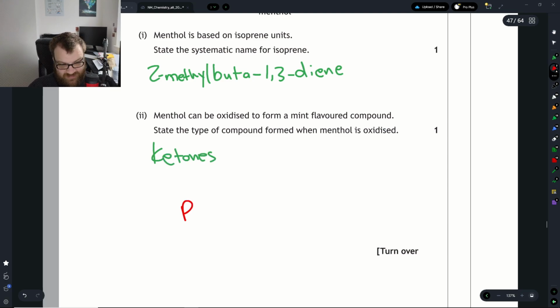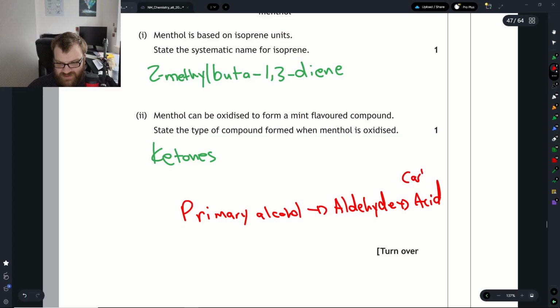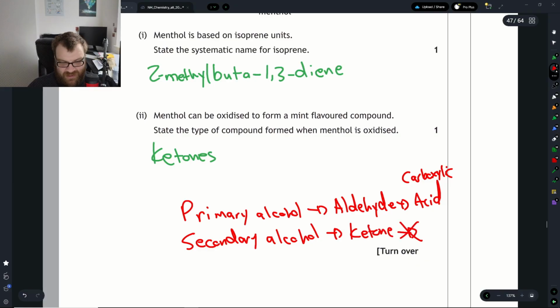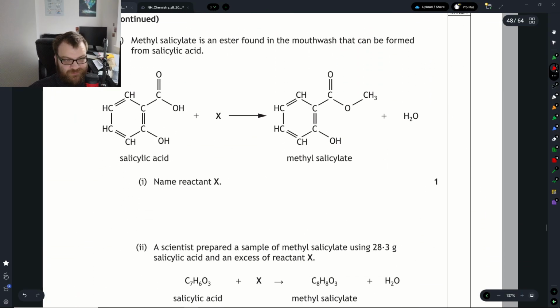How it works is we have primary alcohol oxidized to an aldehyde, and then to the acid, your carboxylic acid. Secondary alcohol goes to a ketone, but then it does not oxidize again. And then your tertiary, there are 3 carbons attached to the carbon with the OH. They do not oxidize at all. No result. Next one.